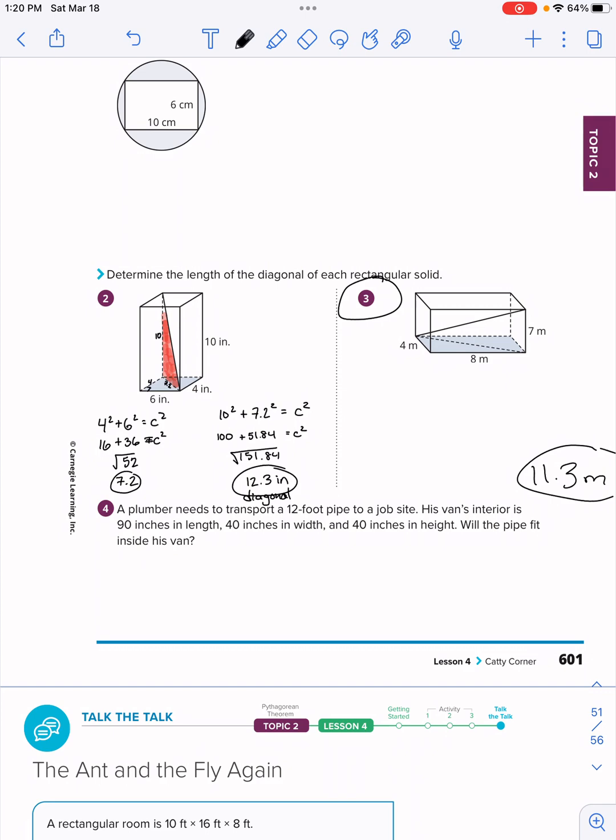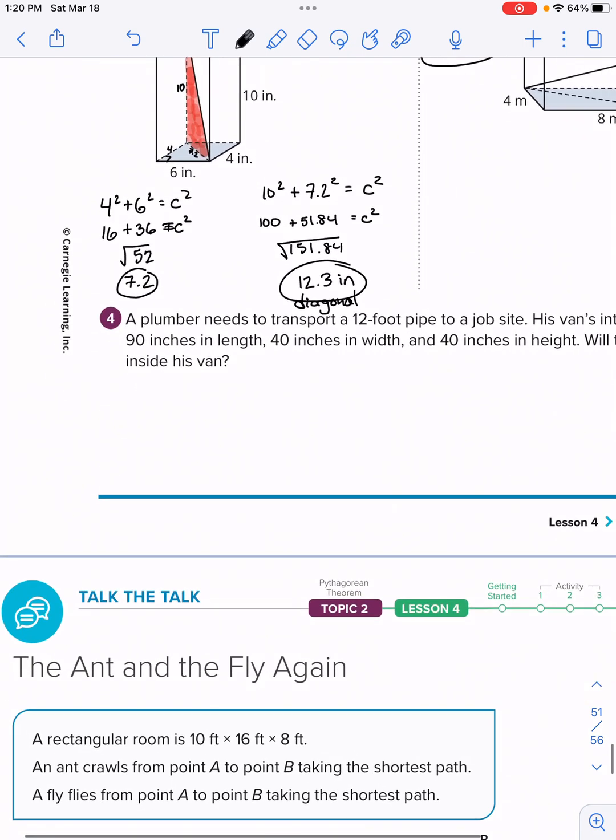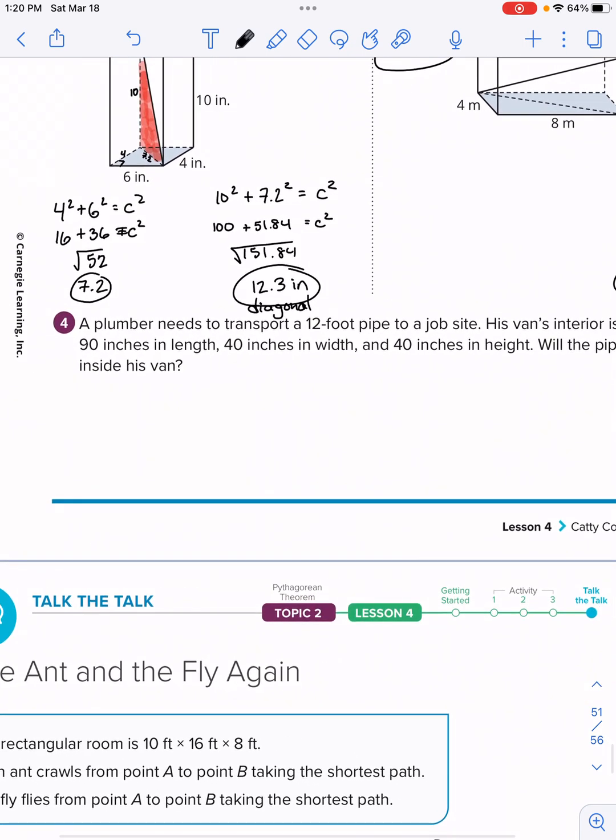It says a plumber needs to transport a 12-foot pipe to a job site. His van's interior is 90 inches. Oh, so we're looking at inches now. 40 inches in width and 40 inches in height. Will the pipe fit inside his van? Okay, so I think it's best that we draw. Whenever you have a story problem, always draw. So 90 inches.